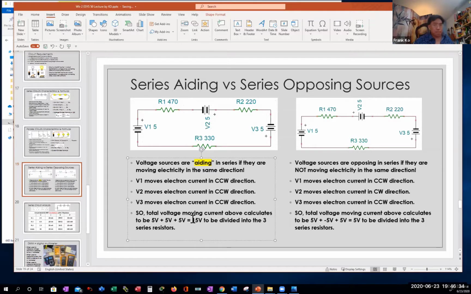15 volts total. They're spread out, but you have a total of 15 volts. And that 15 volts is going to be distributed between these 3 resistors.